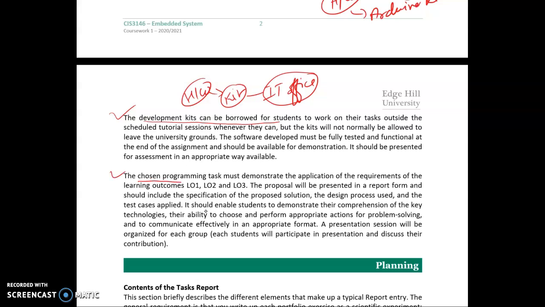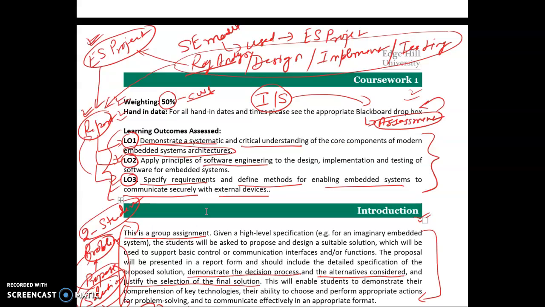choose an appropriate programming language to complete the task, and your task must demonstrate the application of the requirements of the learning outcomes. So when you present the solution for the given problem, you need to cover learning outcome 1, learning outcome 2 and learning outcome 3, as I already explained in the introduction section here.